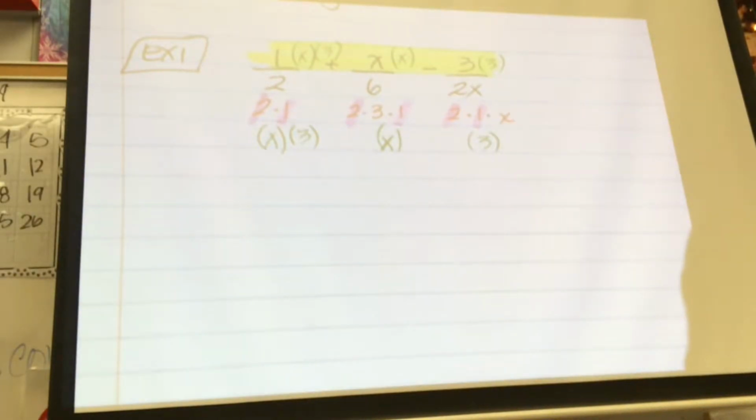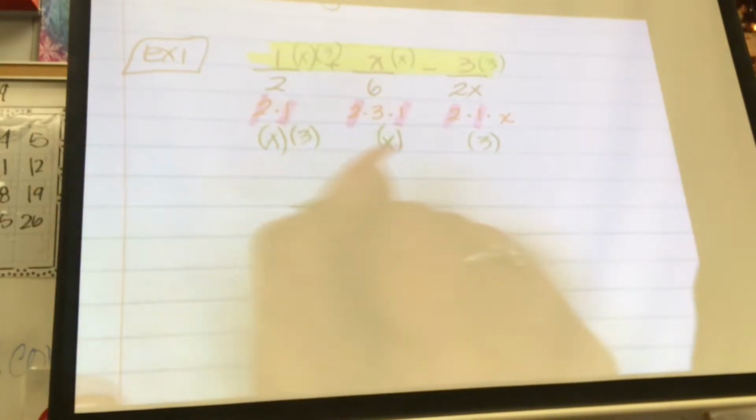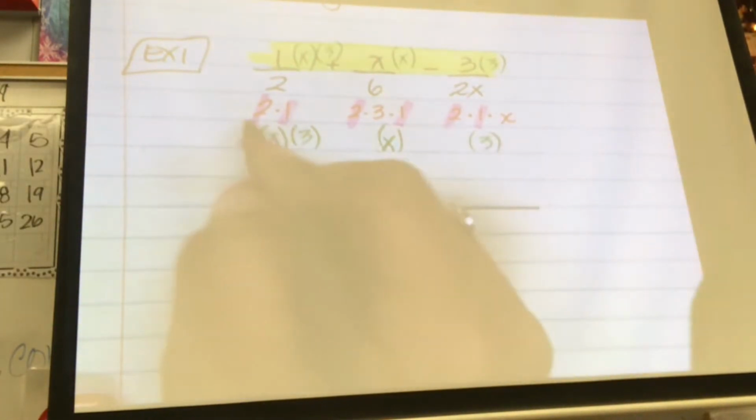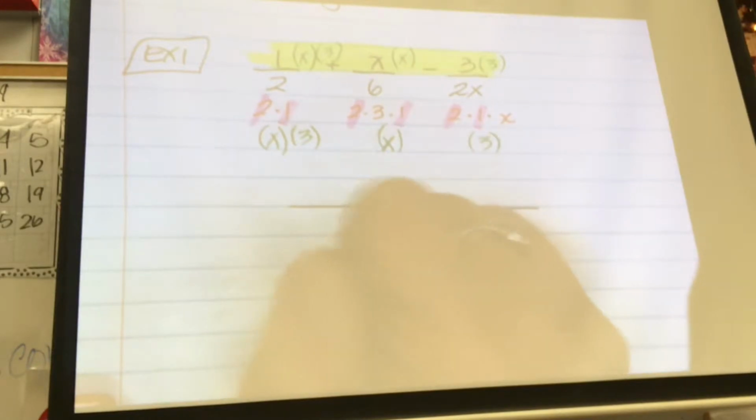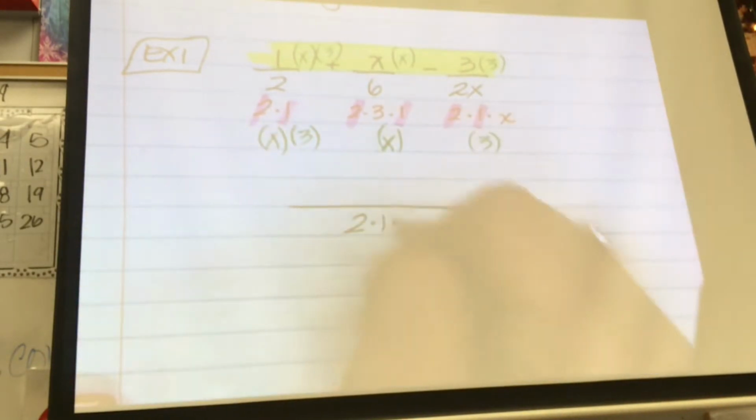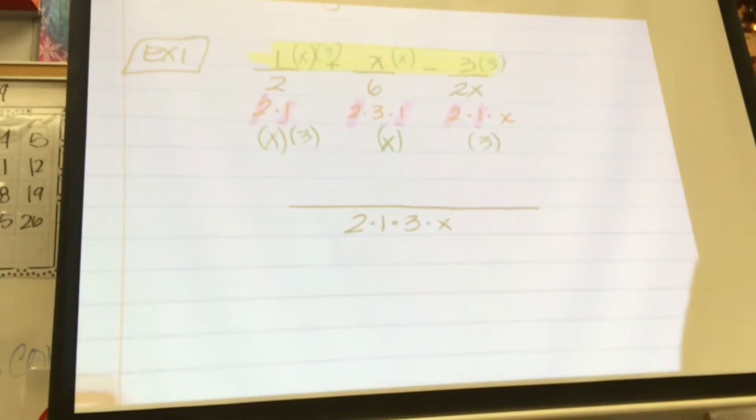Now, let's be sure, before we move on, let's make sure all the denominators are the same. Ready? Every single one has a 2. Every single guy has a 1. Every single one has a 3. And every single one has an x. Just always double check before you move on.